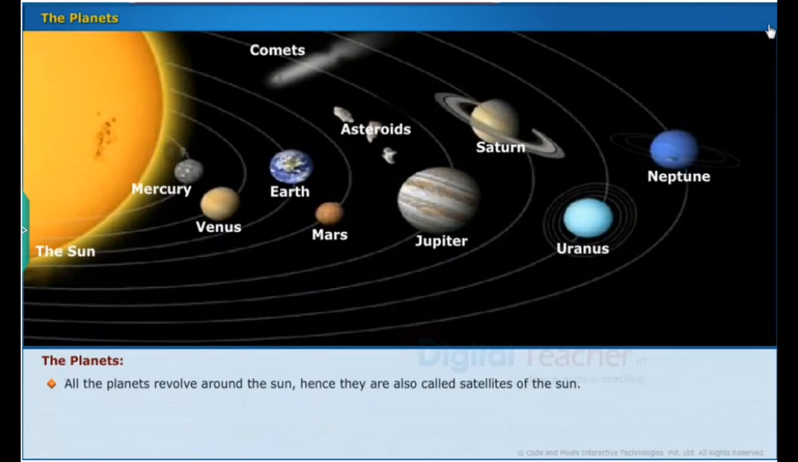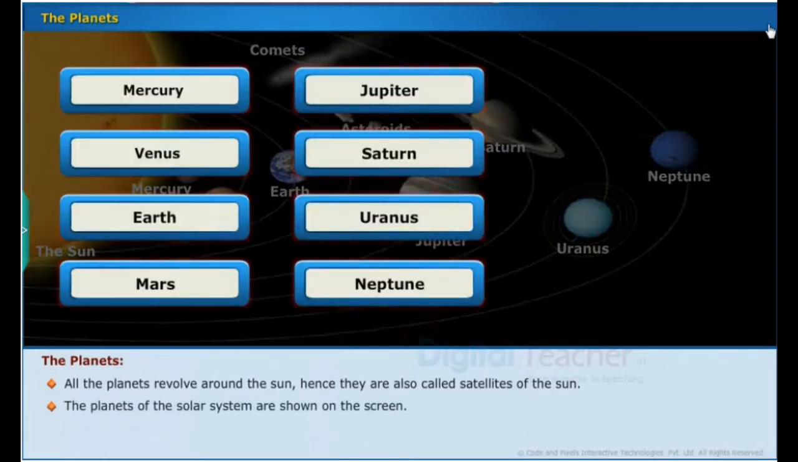All planets revolve around the Sun. Hence, they are also called satellites of the Sun. The planets of the solar system are shown on the screen.